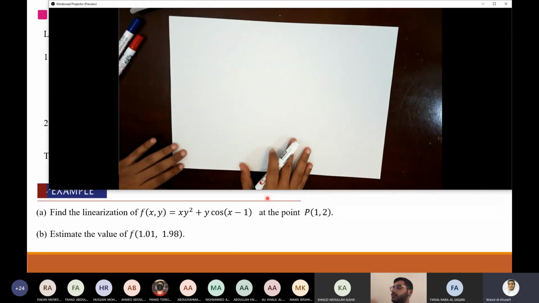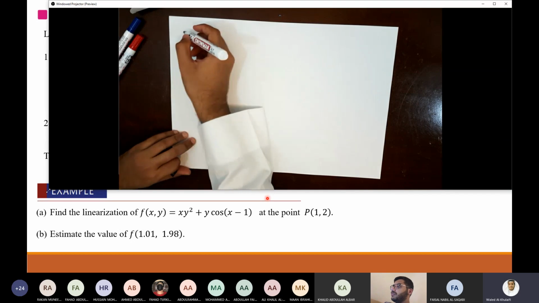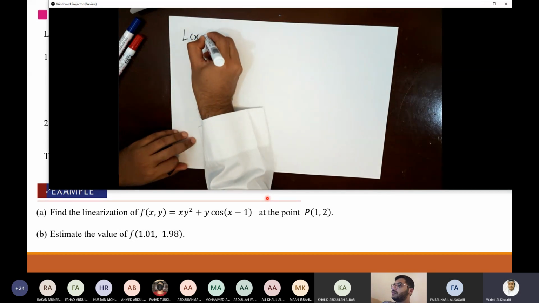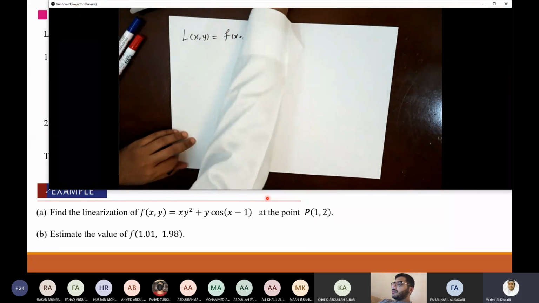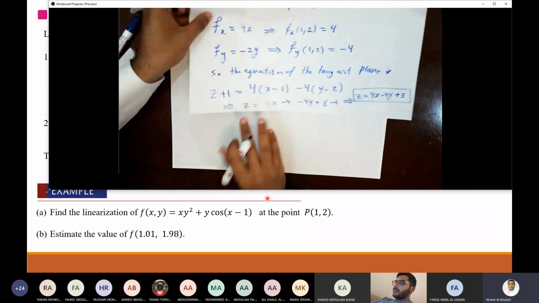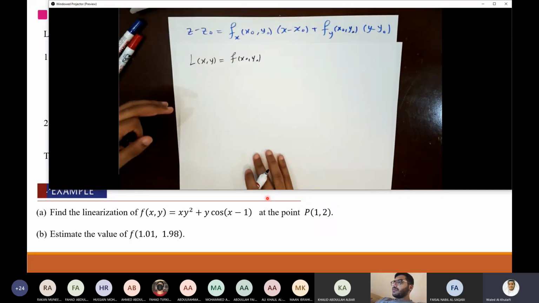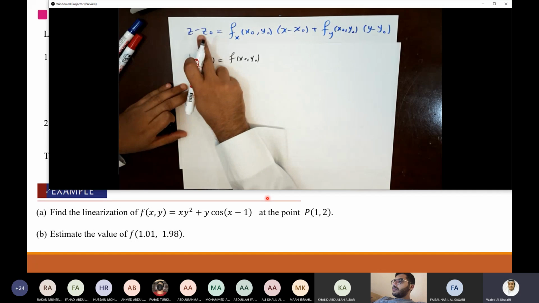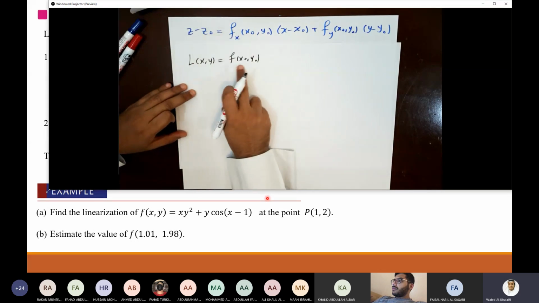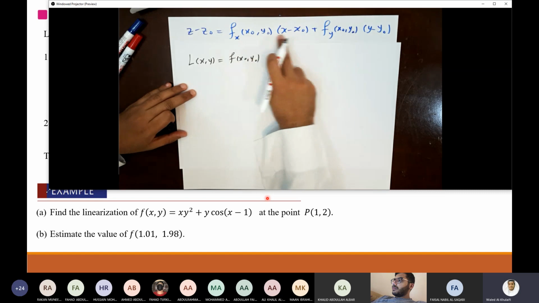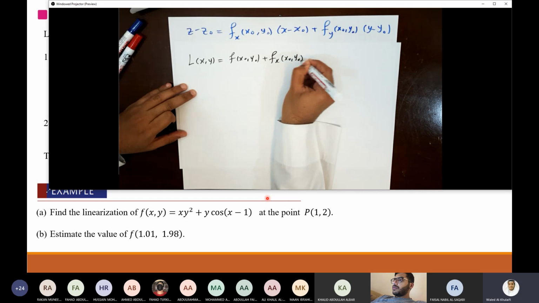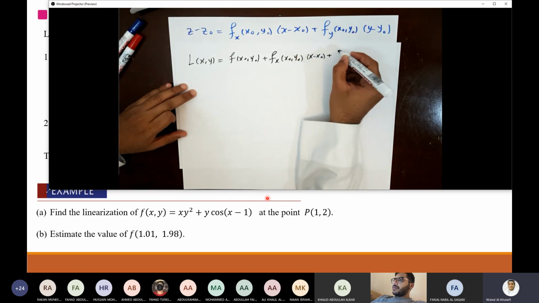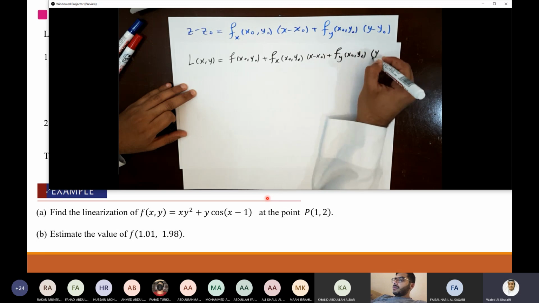So now I want to find the linearization of the function f. The linearization, which is L(x, y), is equal to f(x naught, y naught), it's like the equation of the plane. Let me just remind you what we did. It is plus f_x(x naught, y naught) times (x minus x naught) plus the derivative with respect to y, f_y(x naught, y naught), times (y minus y naught).